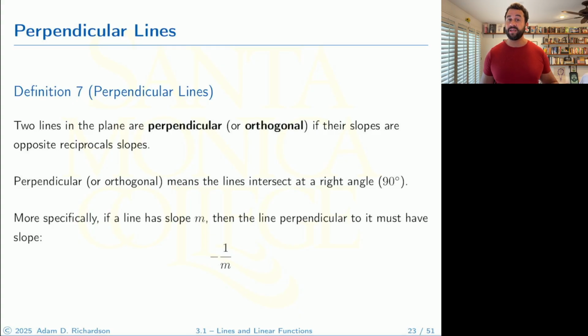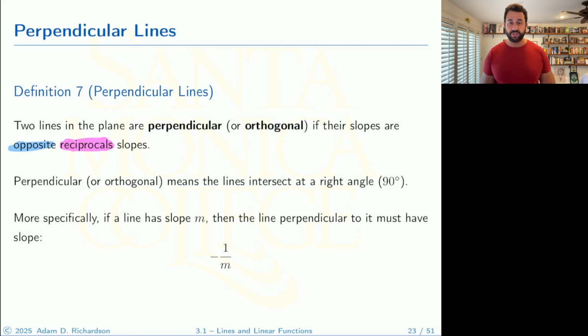Now let's talk about perpendicular lines. Perpendicular lines are different. There's a big difference between parallel and perpendicular. So two lines in the plane are perpendicular or orthogonal if their slopes are opposite reciprocals. Okay, opposite reciprocal slopes. One thing I want to mention here, the word perpendicular and the word orthogonal, they are equivalent. They mean the same thing, right? This is just a more general version of the word perpendicular.